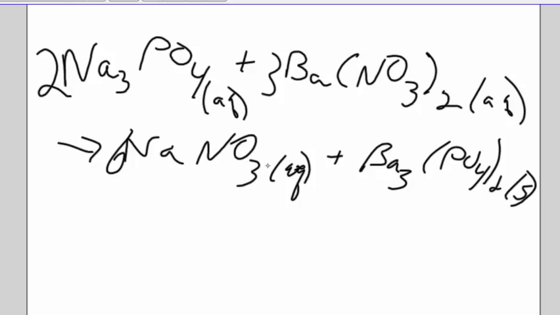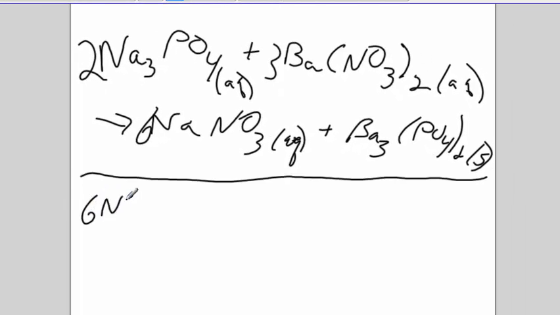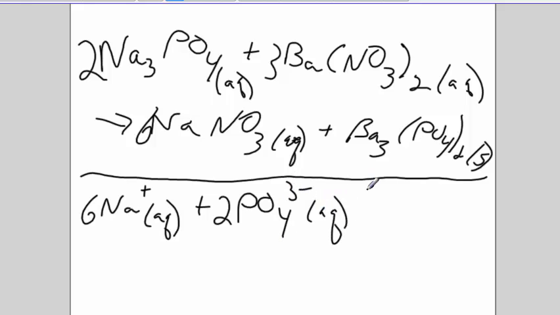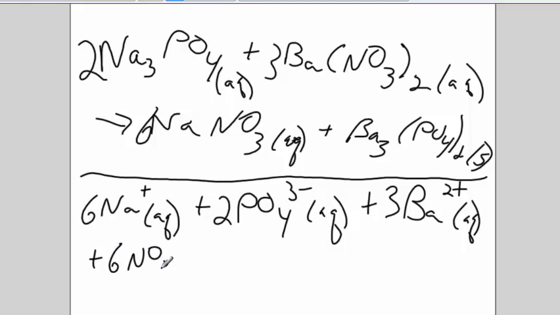Now, when we write a net ionic equation for this reaction, remember that anything aqueous is going to break apart into its ions. There are 6 sodium plus ions, aqueous ions, in the reactants. 2 phosphate ions. 3 barium ions. And 6 nitrate ions. All aqueous. So they're all ions, so I've written them all with a charge. Those are all on the reactant side.